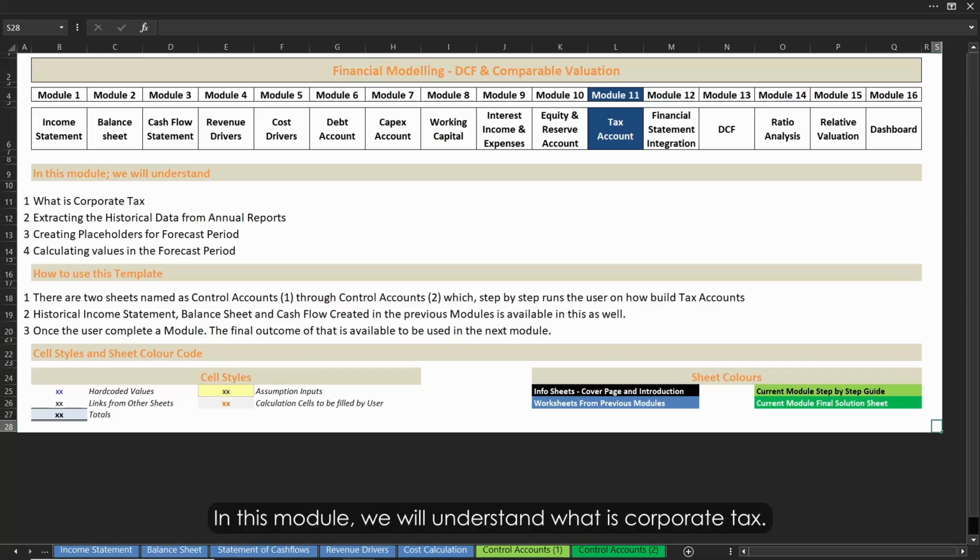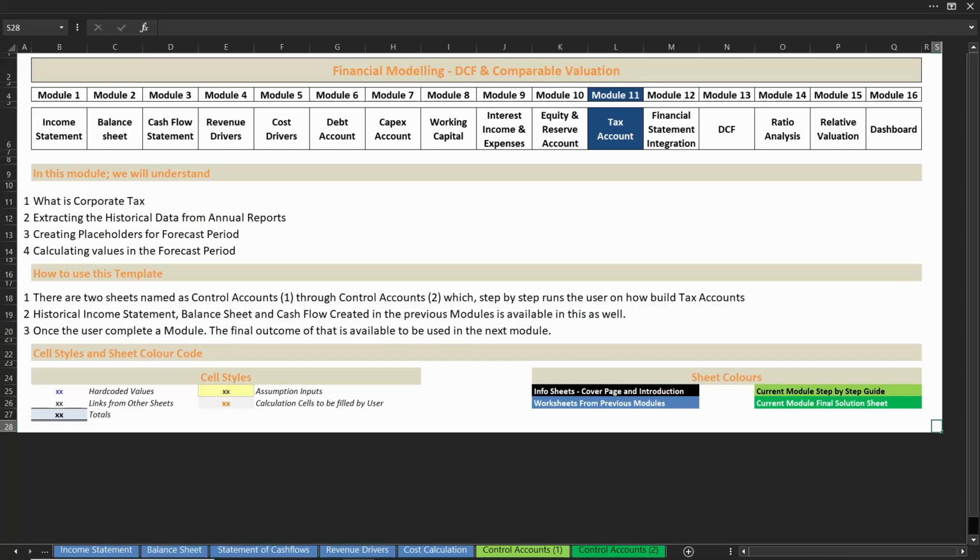In this module, we will understand what is corporate tax, extracting the historical data from annual reports, creating placeholders for forecast period, calculating values in the forecast period. We will be using Microsoft Excel.